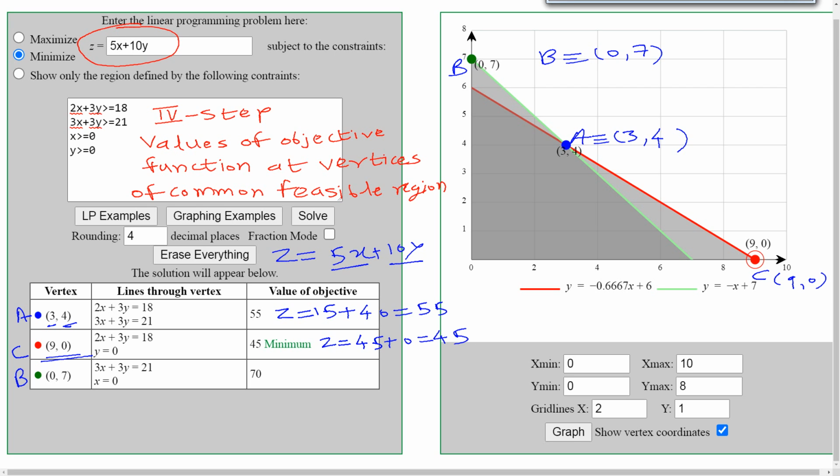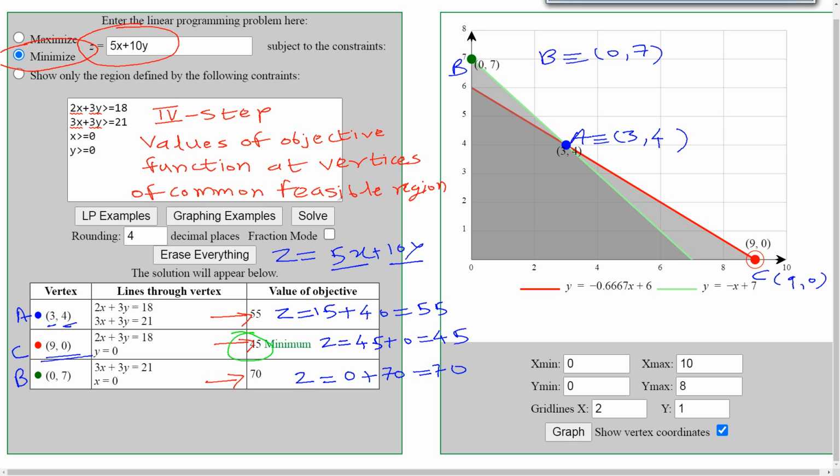The last point is 0, 7. Substitute x is equal to 0 and y is equal to 7 here. So 5 into 0 is 0, 10 into 7 is 70. So we get 70. What was the problem? The problem was to identify the minimum value of the objective function satisfying all these linear constraints. So out of these values 55, 45 and 70, which is the minimum one? The minimum value is 45.